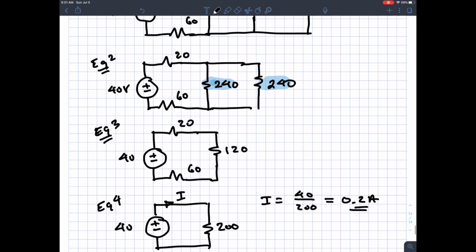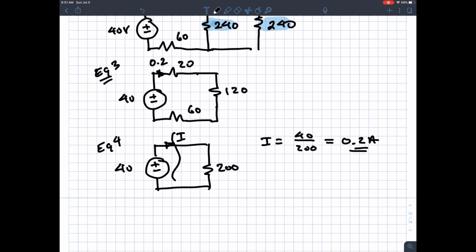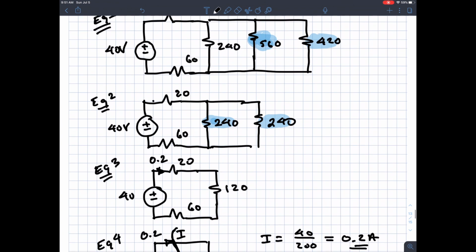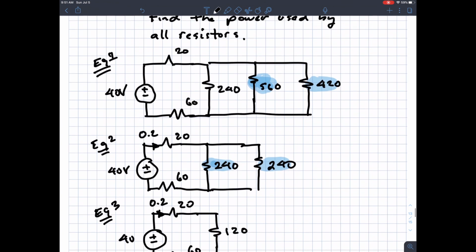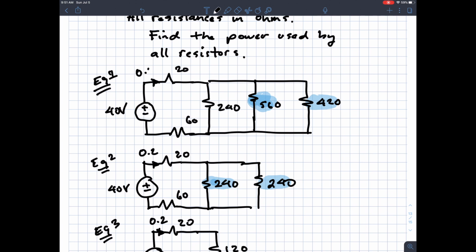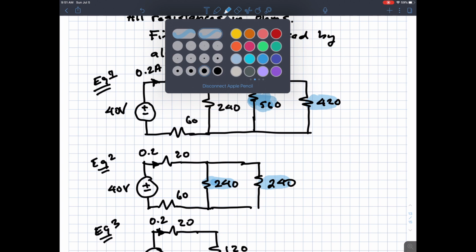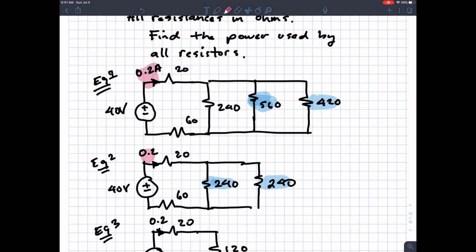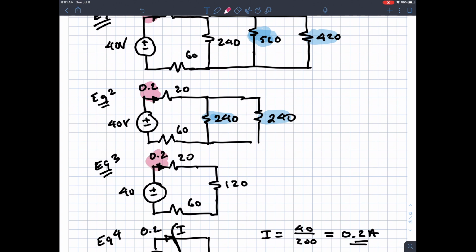Now what I know is that this value of I translates up in the equivalent circuits. When I say translates up, this voltage source has to supply the rest of the circuit to the right of this line that I'm drawing here. It has to supply 0.2 amps. So I can put that into all my equivalent circuits. I know this is 0.2 amps. Let me highlight that in red. I know these translate up into the equivalent circuits.